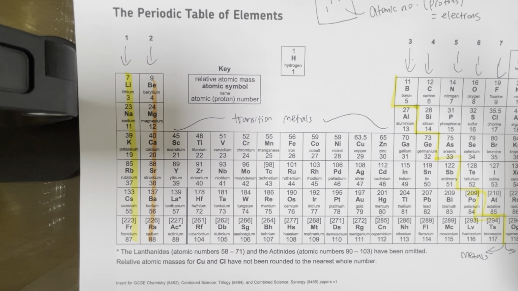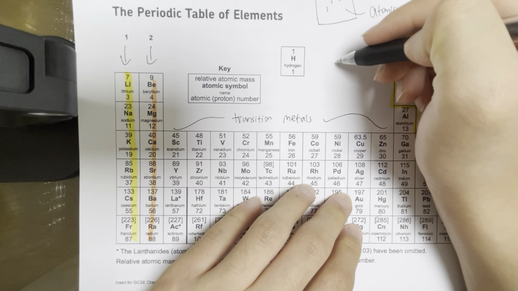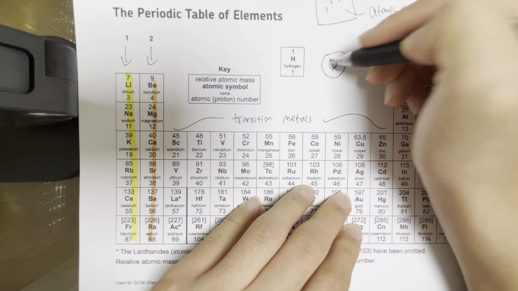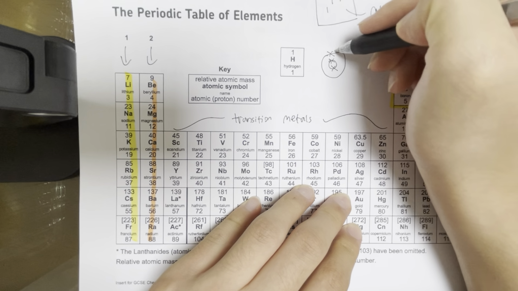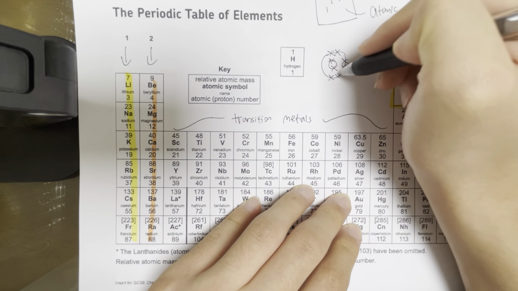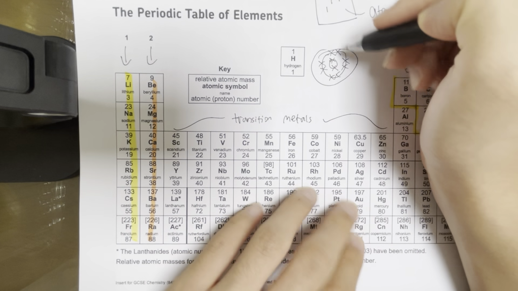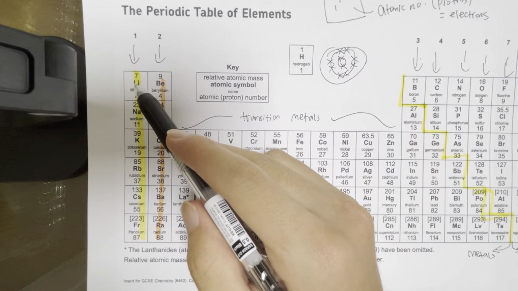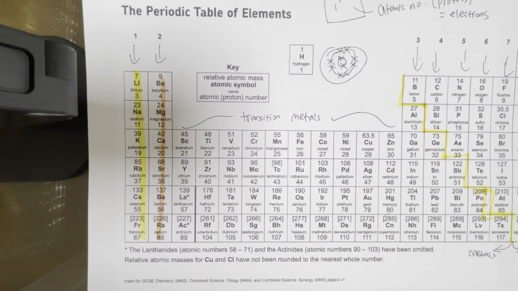Now, what these groups tell us is the number of electrons in the outermost shell of electrons. So if you forgot about electrons, atoms can have a maximum of 2 electrons in the first shell, and everything past the first shell can hold a maximum of 8. So group 1 has 1 valence electron. What a valence electron is, it's an electron in the outermost shell.